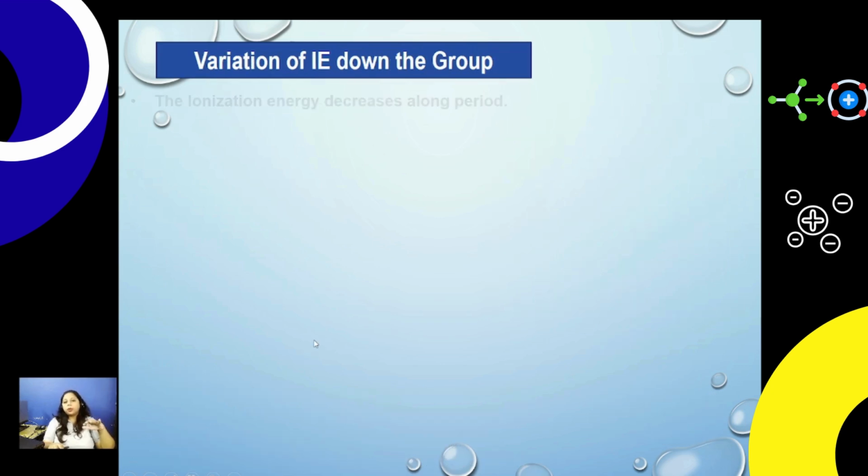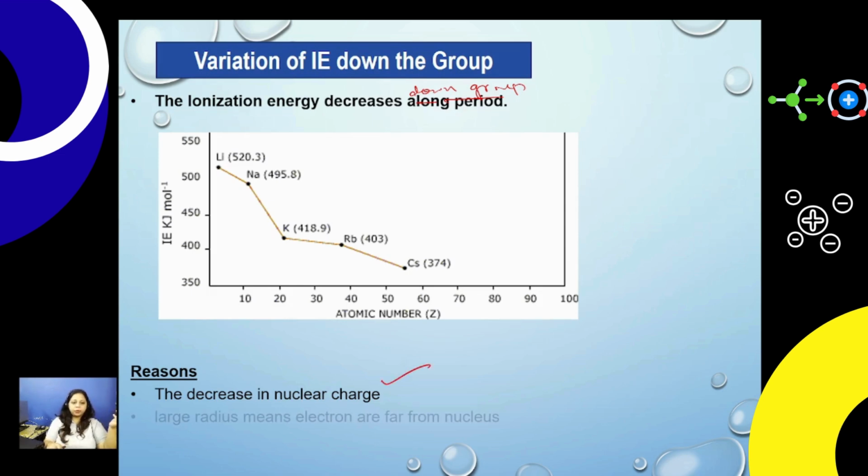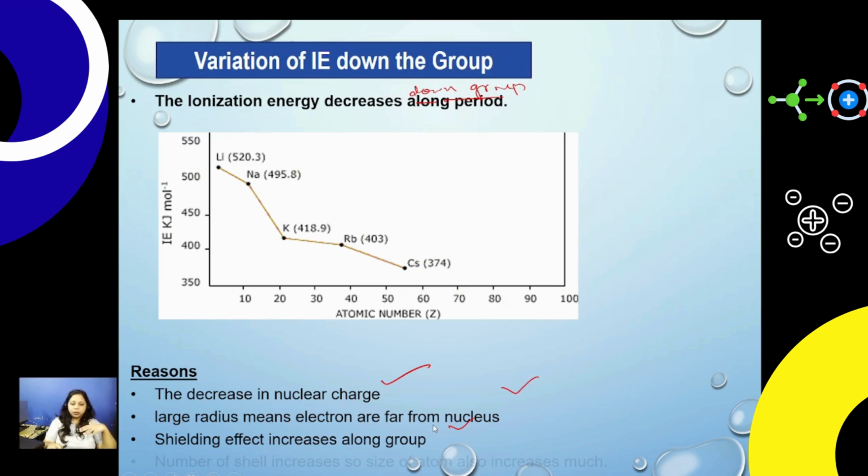So let's talk about down the group. Down the group, ionization energy decreases. Why? Because the size is becoming bigger, the attraction becomes weaker, so it's easier to remove the outermost electron. Largest radii means the electron is very far away. Shielding effect: there are a lot of inner shells preventing the outer electron from interacting with the nucleus, and as the number of shells increases, the size of the atom also increases. It means the ionization energy decreases.